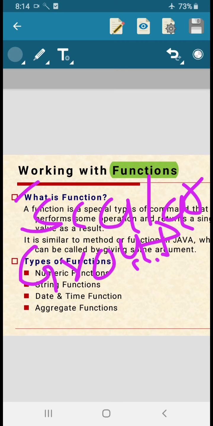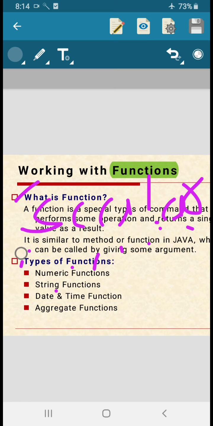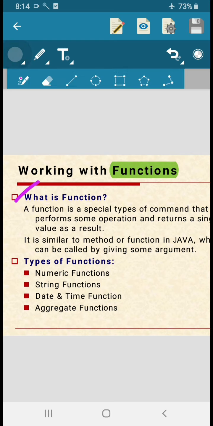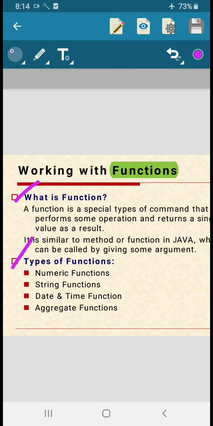You will get one more question from scalar functions: write examples of single row functions. Examples are year of date, month of date. We will discuss one by one with the help of examples. These are the two categories, but the types of functions are numerical functions, string functions, date and time functions, aggregate functions. These are the types of the functions. We will discuss them one by one with the help of examples.